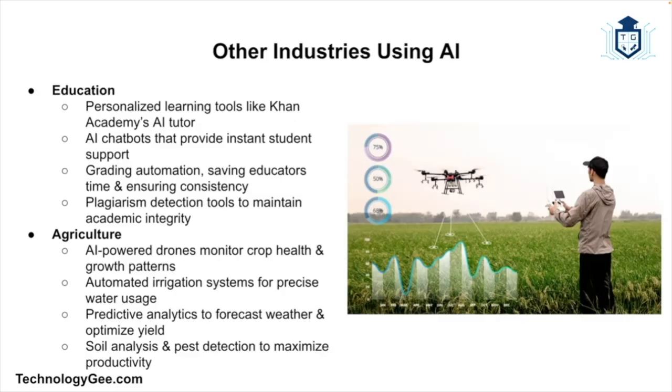All right, so let's not forget that AI is also reshaping other industries such as education, where personalized learning tools like Khan Academy's AI Tutor are implemented. You have AI chatbots for student support, and you have grading automation and plagiarism detection tools. It's also being used in agriculture, where AI drones can monitor crop health, automate irrigation systems, and use predictive analytics for weather and yield forecasting.